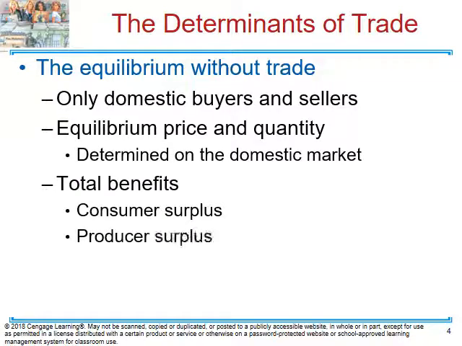So in a domestic or isolated economy, the total benefit is the sum of the consumer surplus and producer surplus. We discussed these two topics in chapter 7, so that's just a quick review.